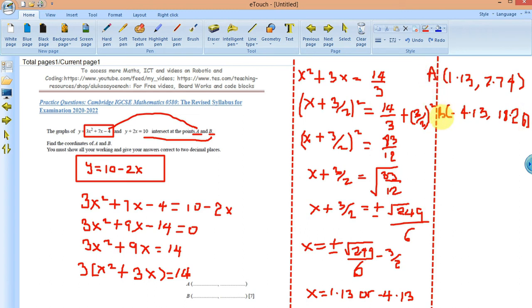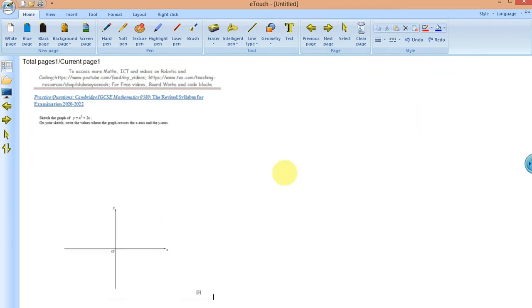Hope that is clear. Okay guys, let's go to the next question. Here is the next question, and it reads, sketch the graph of y equals x squared plus 2x. On your sketch, write the value where the graph crosses the x-axis and the y-axis.